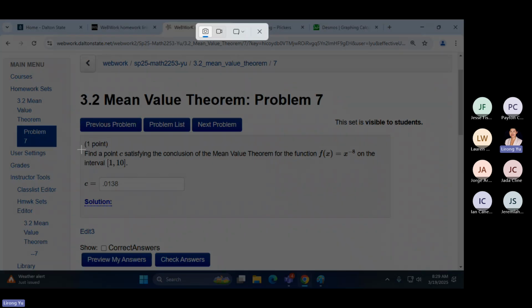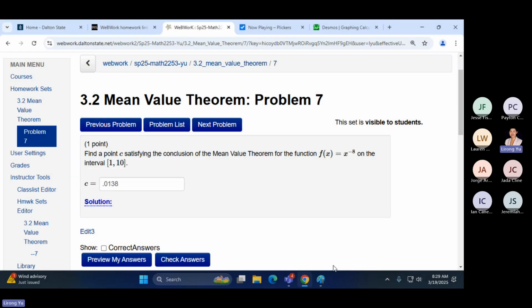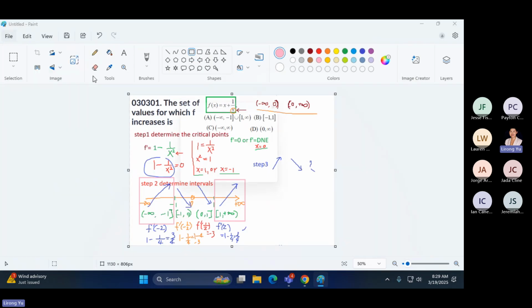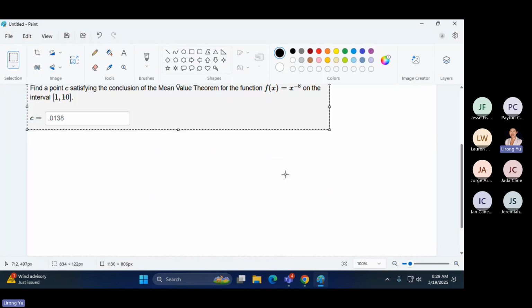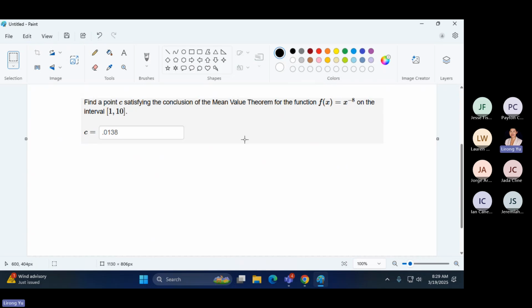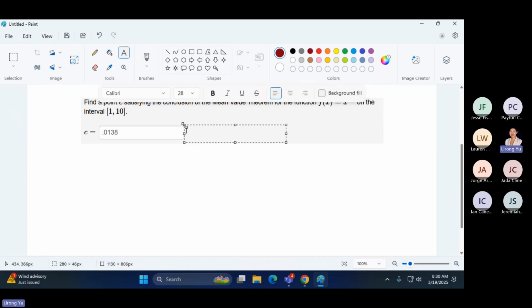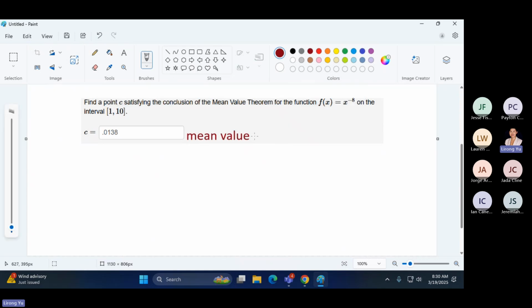This is the mean value theorem. The steps will be calculating the mean value, then calculating the derivative, and then setting it equal to the mean value. So let's calculate the mean value first. Okay, I'm going to type since my writing is not great. The mean value would equal, and we have our interval, so we would calculate f of 10 minus f of 1, divided by 10 minus 1.